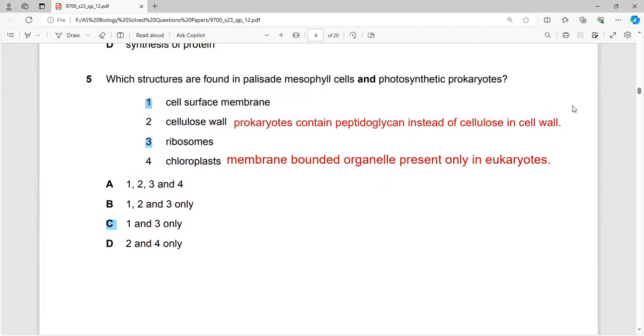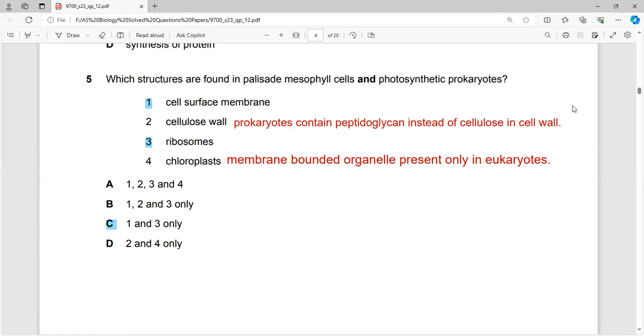Which structures are found in palisade mesophyll cell and photosynthesizing prokaryotic cell? So this question is about the structures which are present in the eukaryotic plant cell and the prokaryotic bacterial cell. The cell surface membrane is present in both, and the cellulose cell wall.